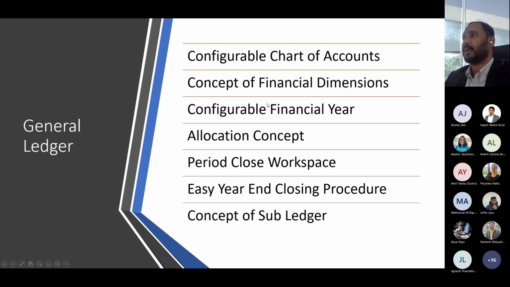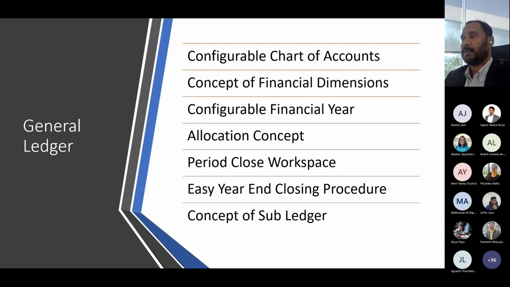We have a configurable chart of accounts. We can define our own chart of accounts as a company. The system comes with a template, but you can create and define your own chart of accounts. Then there is the concept of financial dimensions. If you're using Dynamics, you will be familiar with the financial dimension concept. But if you're new to this one, it's a concept of creating your analysis and reporting dimensions, like your department, your business unit, your employees, maybe your list of vehicles. This could be your financial dimension. So you can define your own financial dimensions and use them in all transactions.